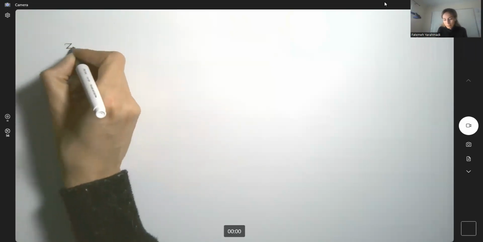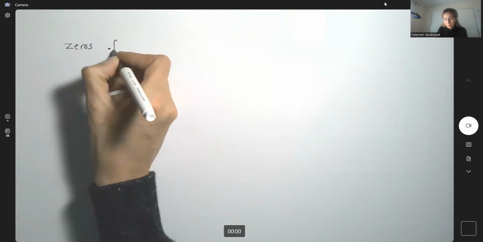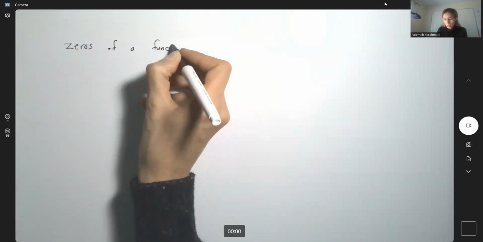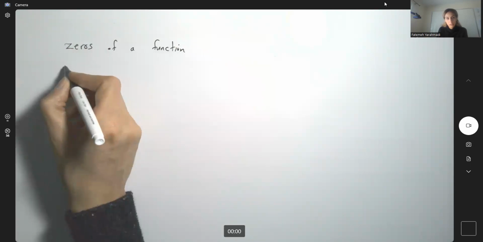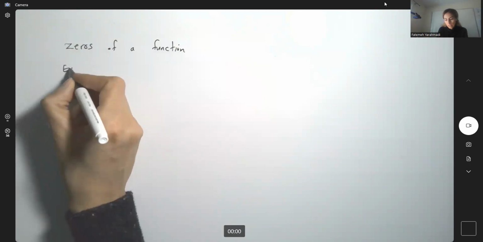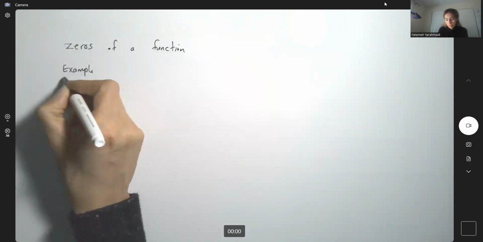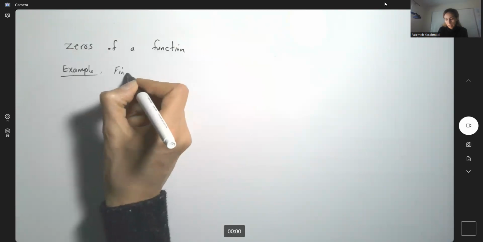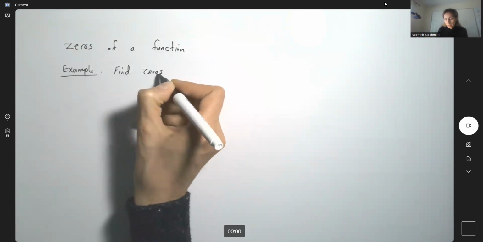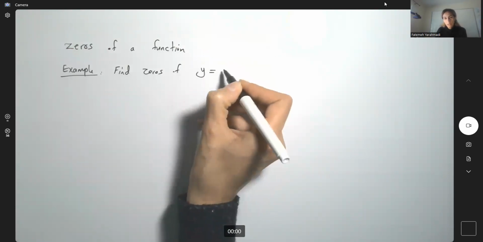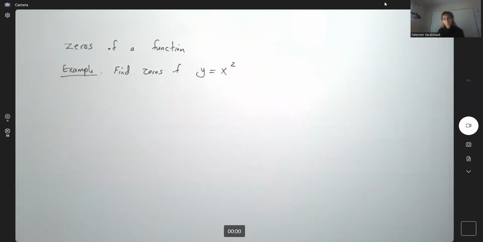Let's talk about zeros of a function. Suppose I ask you to find the zeros of this function. Example: find the zeros of y equals x squared. All right, this is a function that we are having.